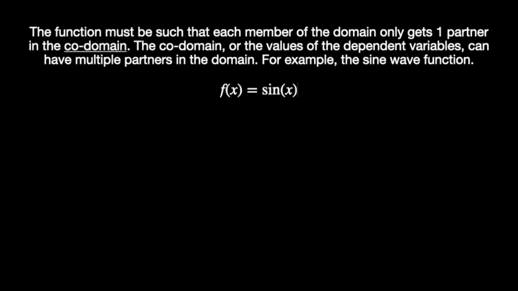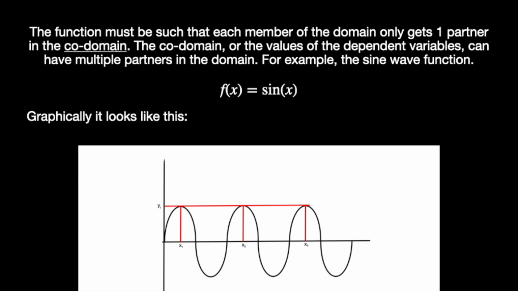For example, the sine wave equation, f of x equals sine x. Graphically, it looks like this. So we can see that in the domain, x1, x2, and x3 only have one value tied to them. However, y1 has 3 values tied to it, and that's perfectly acceptable. If we wrote this as set Venn diagrams, it looks like this, and we can see that each independent variable only gets one arrow, which is what we want.